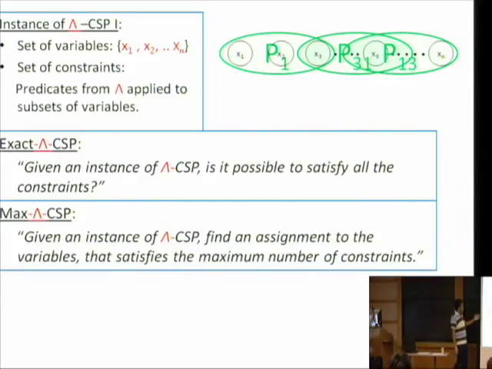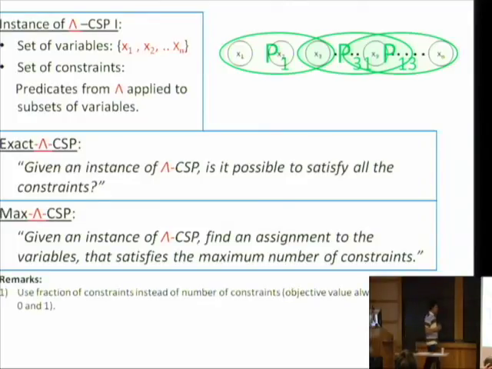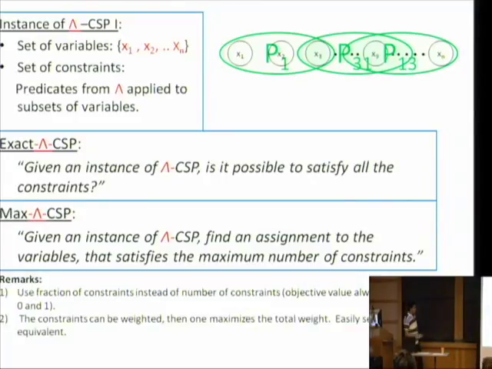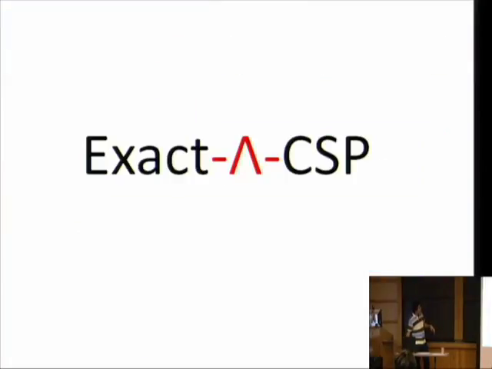The alternate question is, suppose you're given an instance of this lambda CSP, find an assignment to the variables that satisfies the maximum number of constraints. That would be the maximization version. Or you could look at the minimization version, where you want to violate the minimum number of constraints. And you'll always talk of the fraction of constraints, because then the objective value is always between 0 and 1. These remarks I'll make later also. The constraints can be weighted and so on, so I'll skip this. Okay, so let's look at exact lambda CSP.